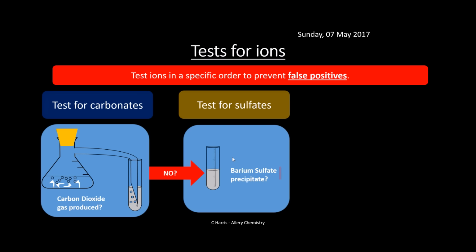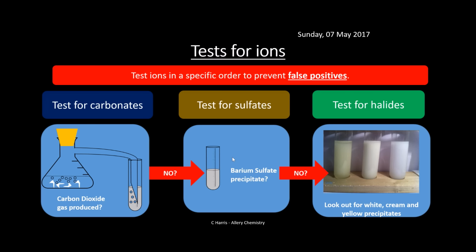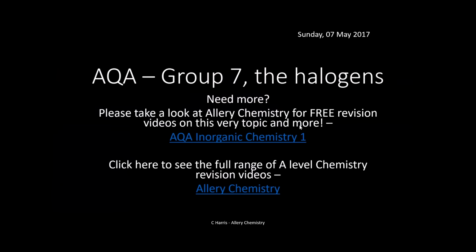If you don't, you go on to the final test, and this is testing for your halides. You add your silver nitrate solution, remember, and your nitric acid to mop up any rogue carbonate ions that may be floating around. Test for halides: white, cream, yellow, and then add ammonia. Dilute will dissolve your chlorides, concentrated will dissolve your bromides, and iodides don't dissolve. Doing it this way means you can narrow down what compound you've got. And that's it.